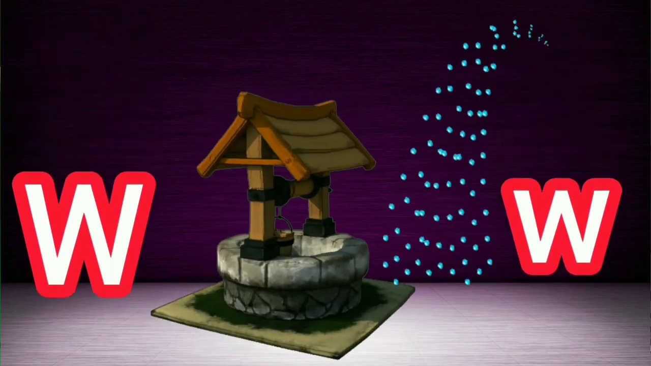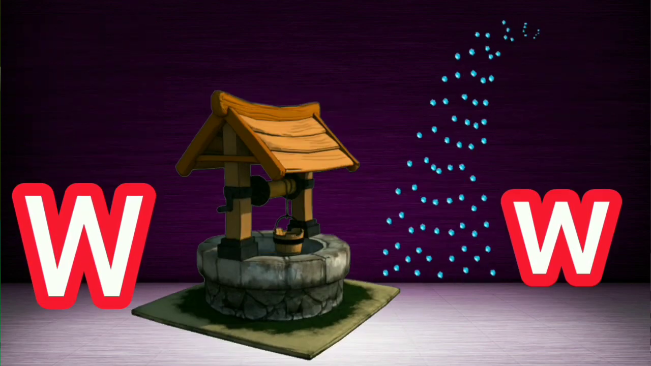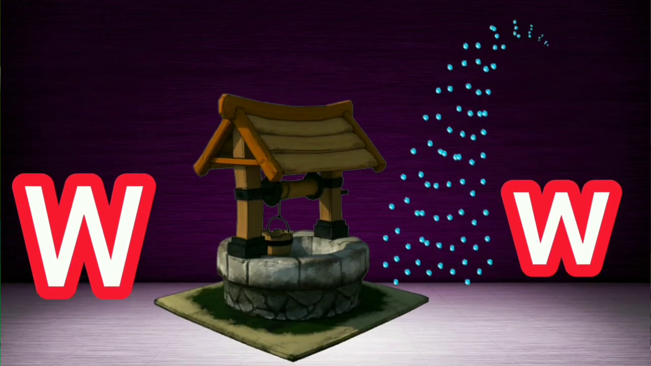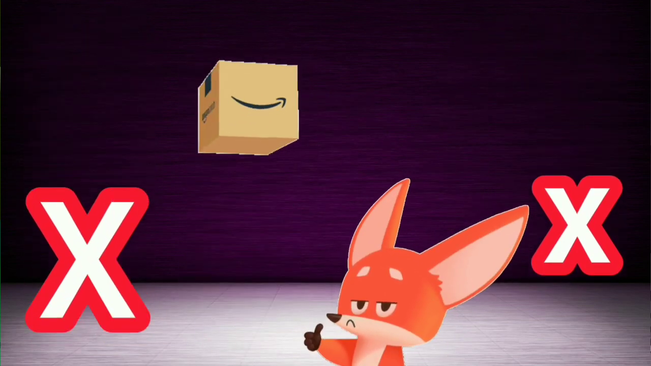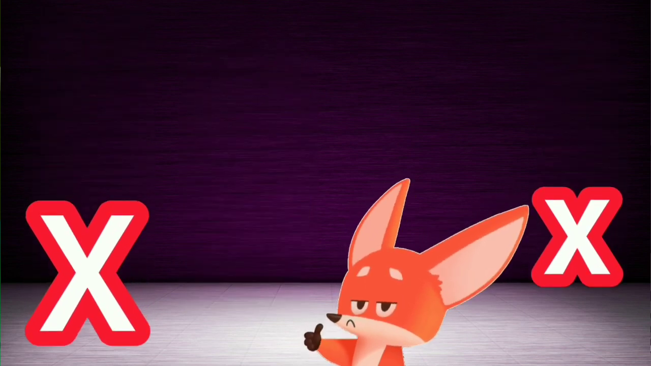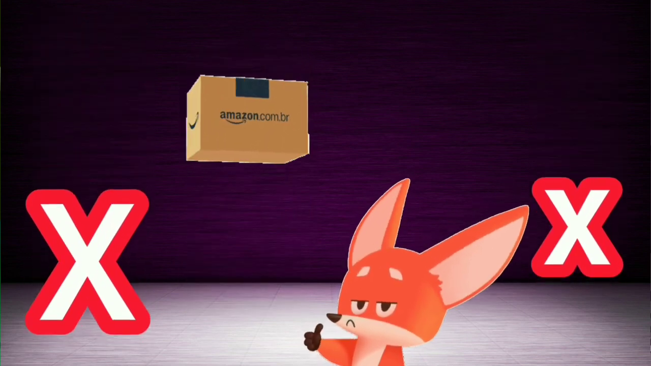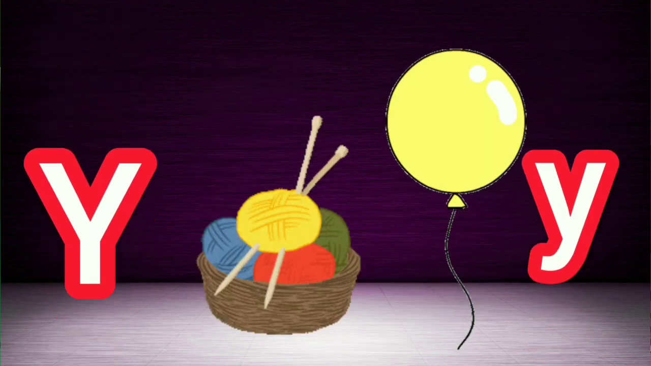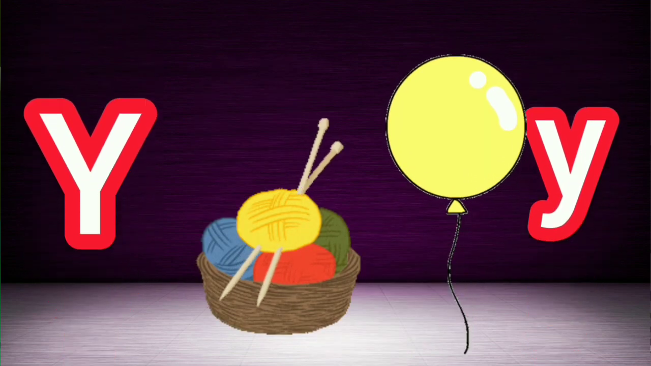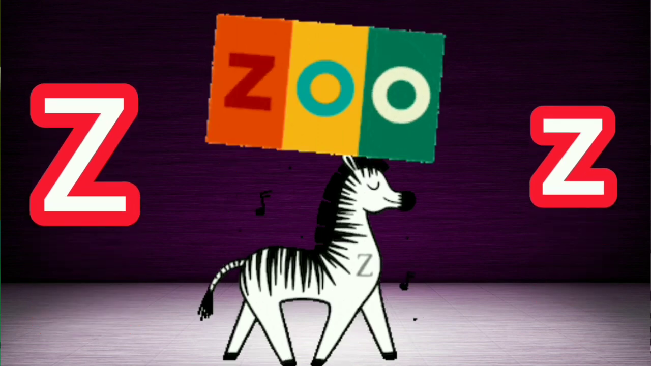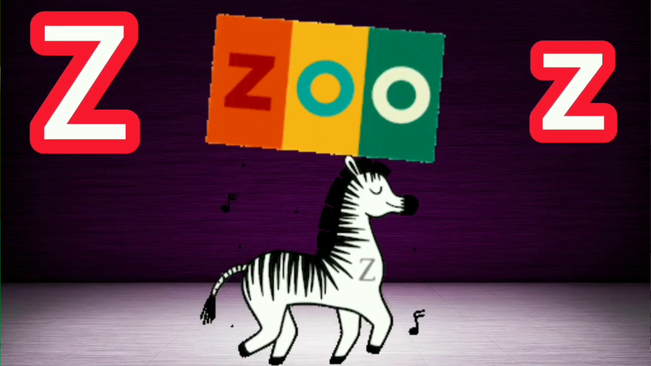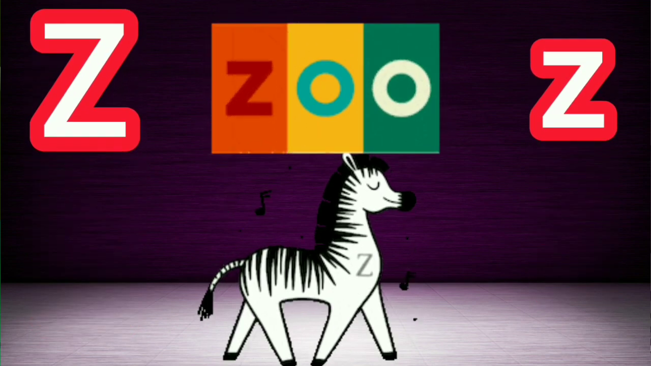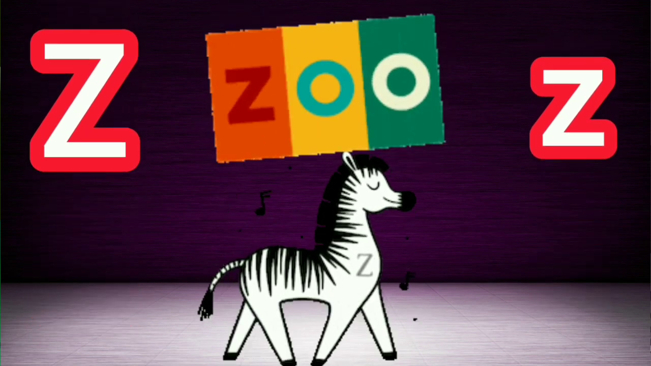W for well and W for water, b b b b b b. X for box, X for fox, f f f f f f. Y for yarn and Y for yellow, o o o o o o. Z for zoo, Z for zebra, z z z z z z.